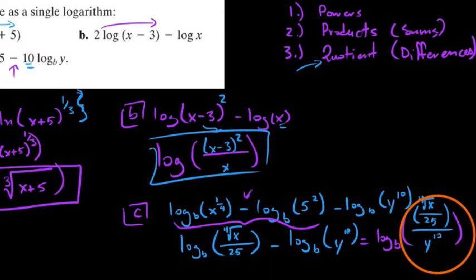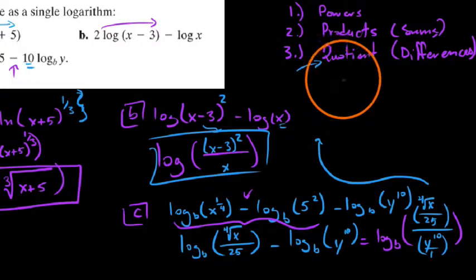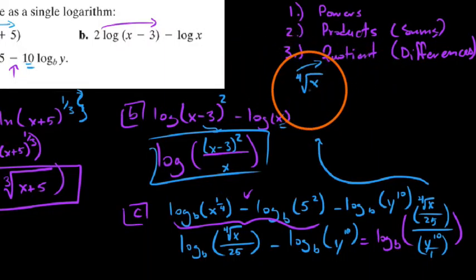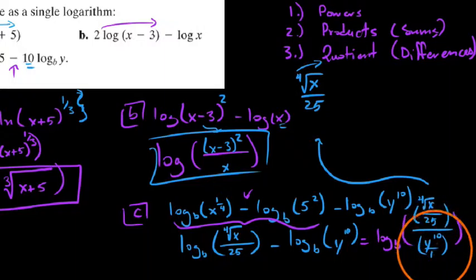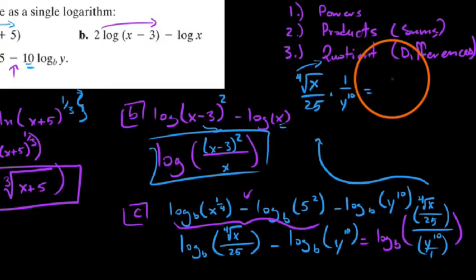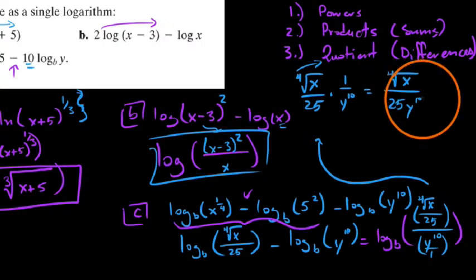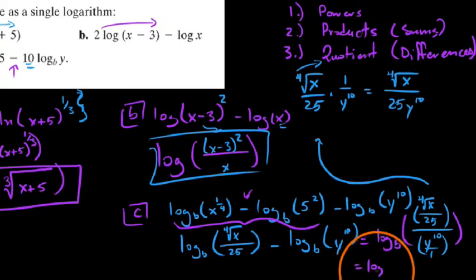Now, one thing I want to point out is you could look at this y to the 10th as being over a 1. What we end up with is really just multiplying by the reciprocal. If we take the 4th root of x over 25, and divide by y to the 10th over 1, that's the same thing as the 4th root of x over 25 multiplied by the reciprocal, 1 over y to the 10th. Multiplying these together, on top we get the 4th root of x, and on the bottom we get 25y to the 10th. So we get log base b of the 4th root of x all over 25y to the 10th. And here is our condensed expression. Cheers.